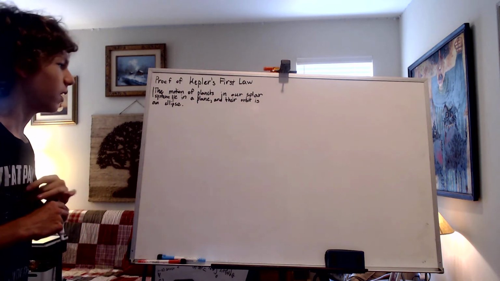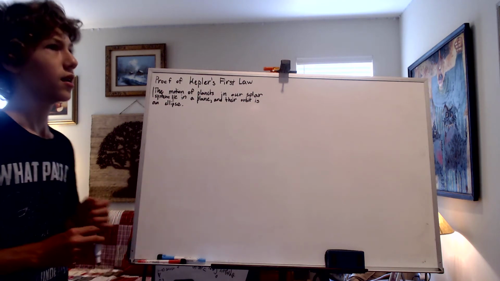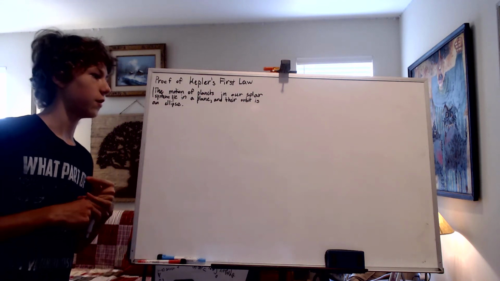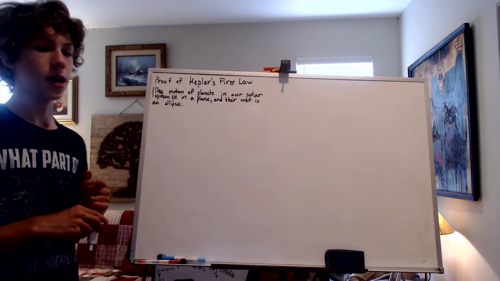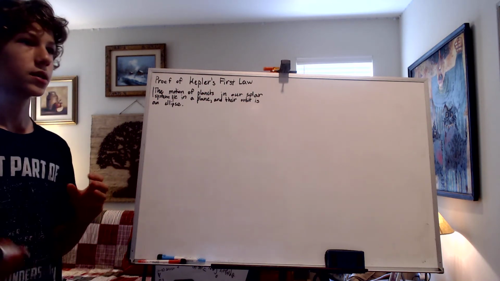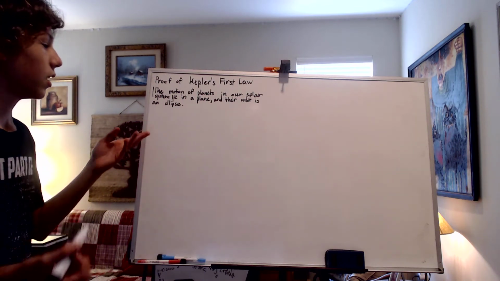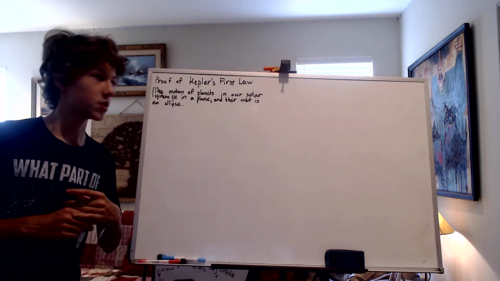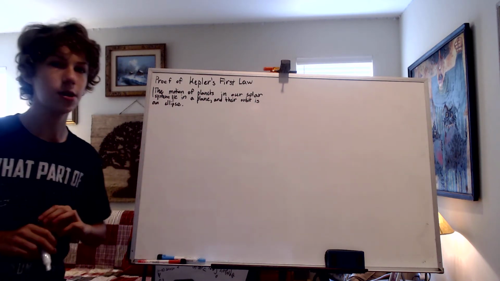Now one might argue, and yeah, this argument is correct, that the orbits of planets aren't a perfect ellipse. If you look at certain planets, yeah, they orbit in an ellipse, but they don't necessarily lie in the same plane. This is mostly just an approximation.